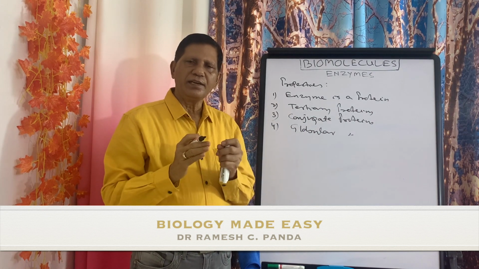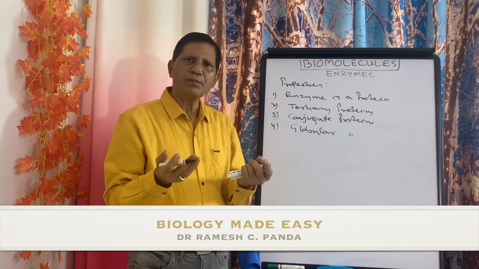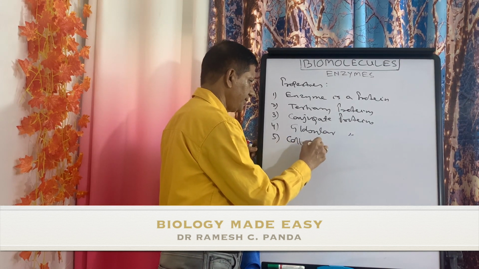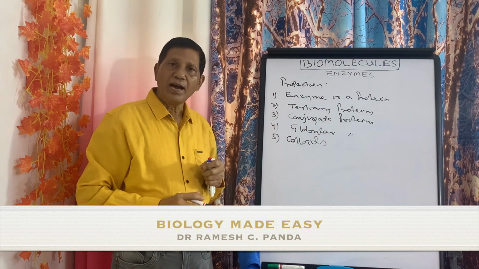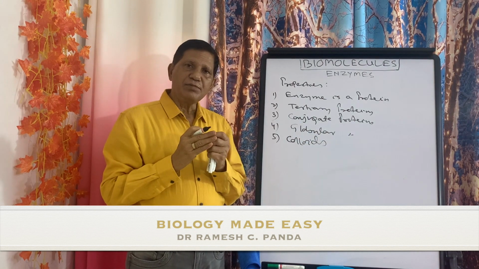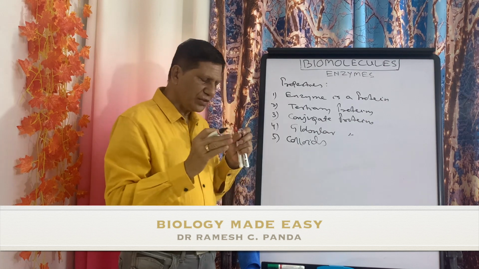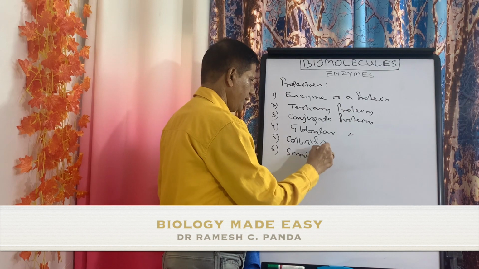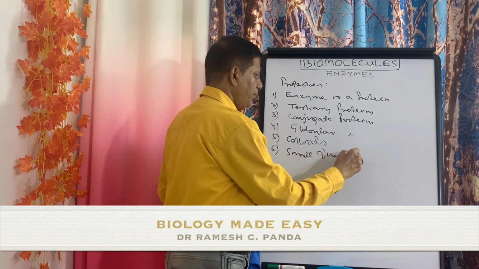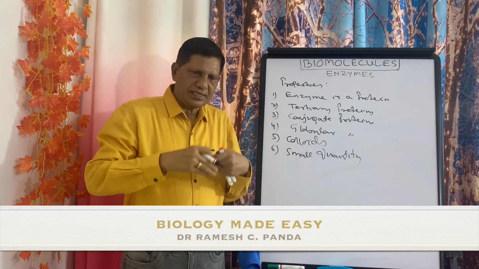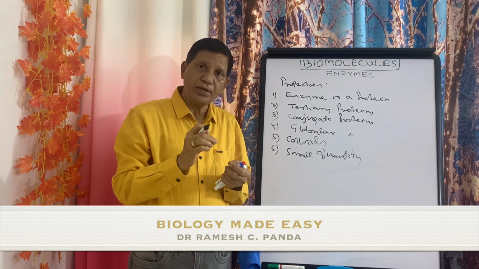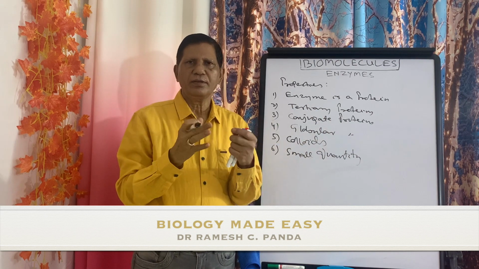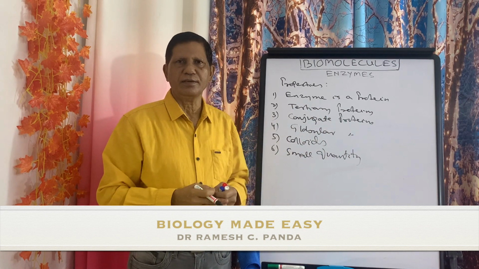Inside the cell, in what form are these enzymes present? They are present in the form of colloids. And these enzymes always function only when they are present in very small quantity. The main function of the enzyme is to accelerate the rate of the reaction, but only when we give it in a very small quantity. If we give a very huge amount, then it will inhibit the rate of the reaction.